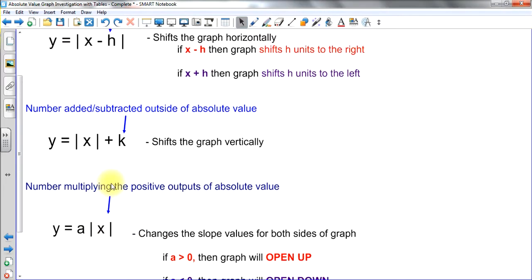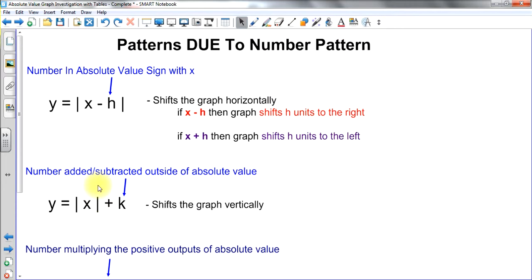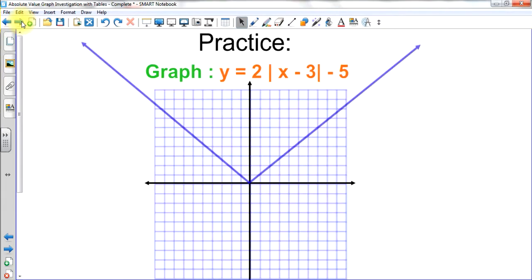Okay? So make sure you get those notes written down. Those are very important when it comes to graphing. And we're going to extend that concept when we get into quadratics too. Okay, let's get some practice trying this.